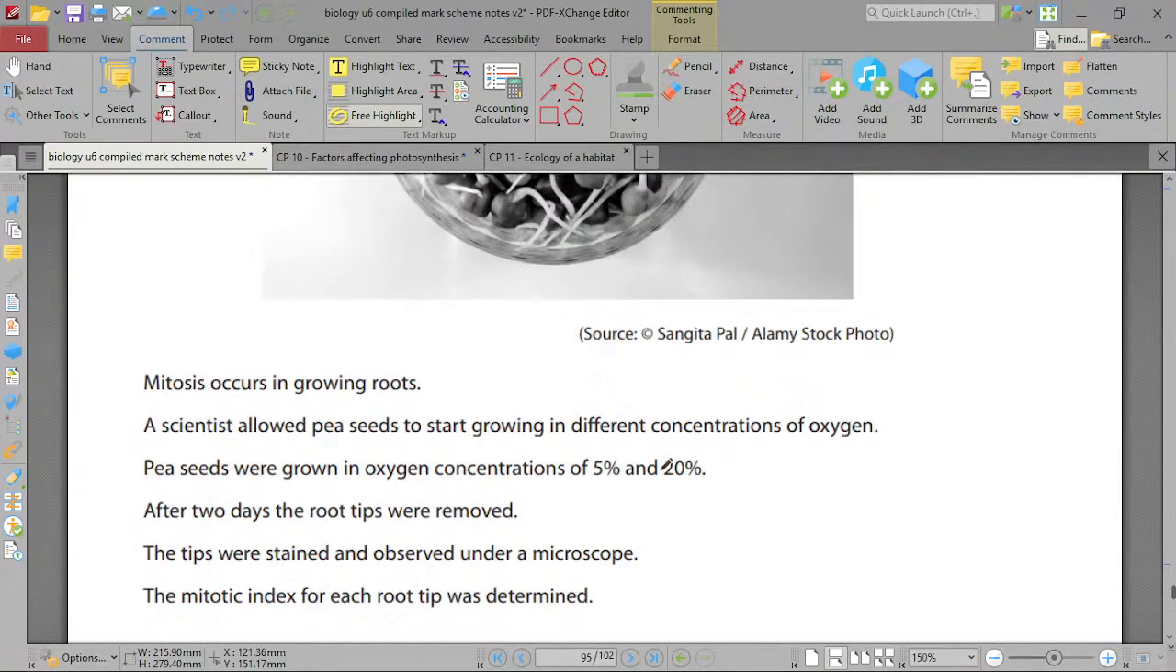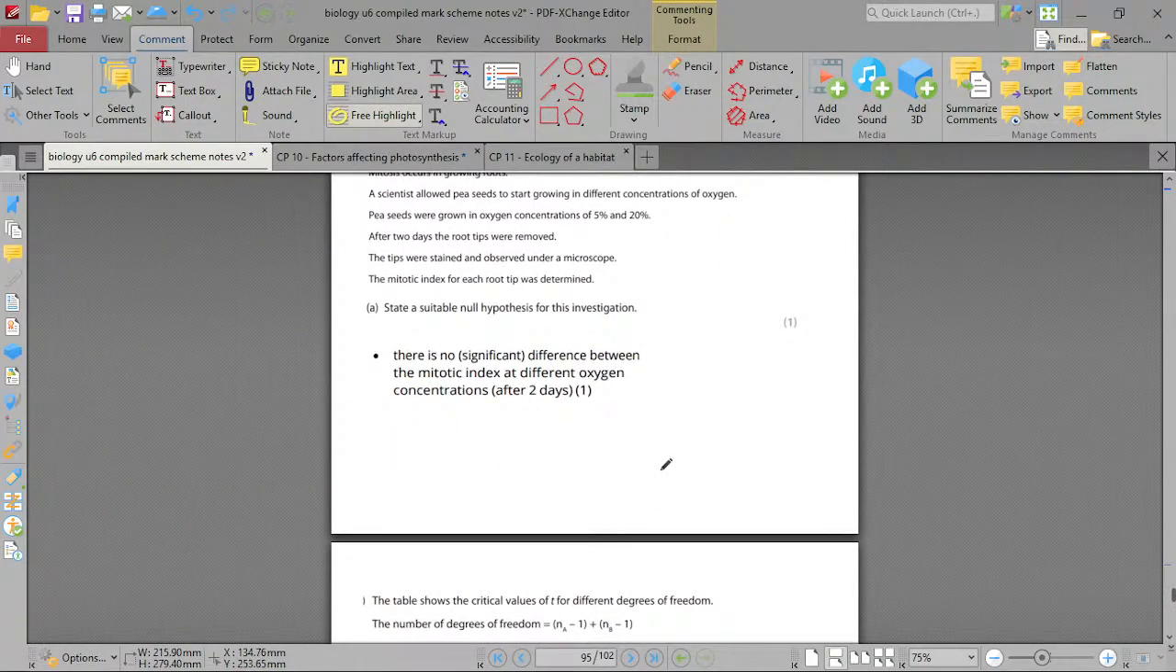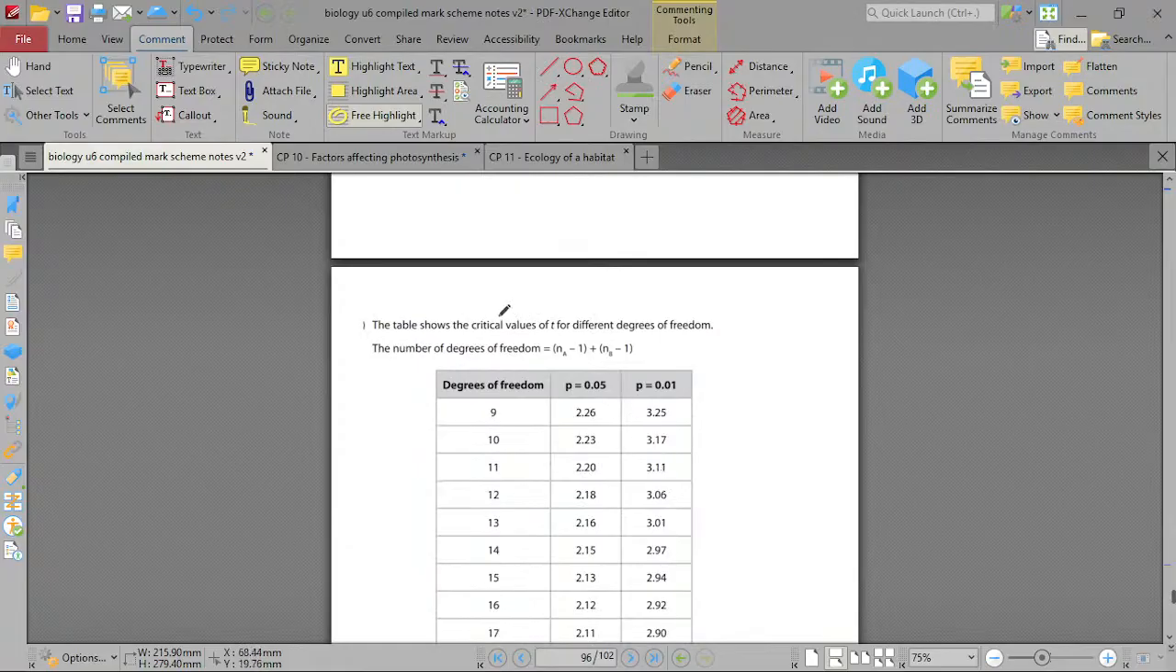So mitosis occurs in growing roots. A scientist allowed pea seeds to start growing at a concentration of oxygen. Pea seeds were grown in oxygen concentrations of 5 and 20%. After 2 days, the root tips were removed, and the tips were stained and observed under a microscope. The mitotic index of the... Okay, this is not actually what we're talking about. This is measuring the mitotic index.